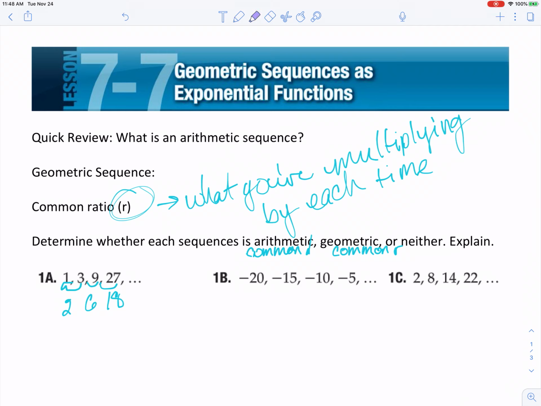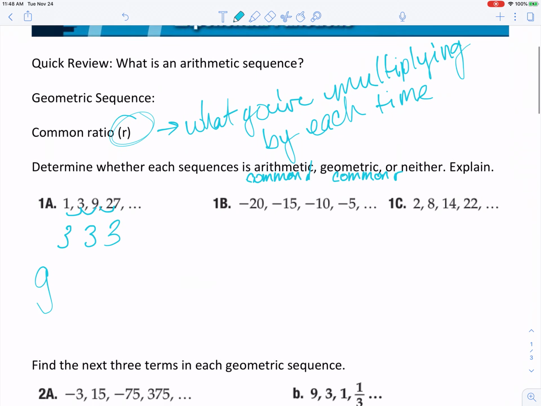So what I'll try now is dividing. Take 3 divided by 1 and you get 3. 9 divided by 3 and you get 3. 27 divided by 9 and you get 3. So this one is geometric.